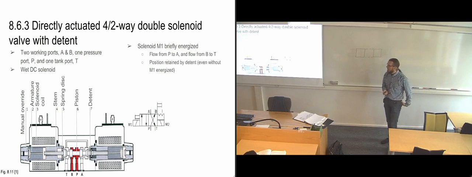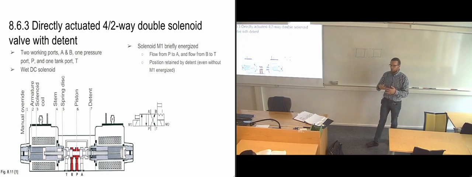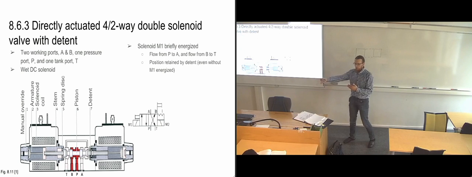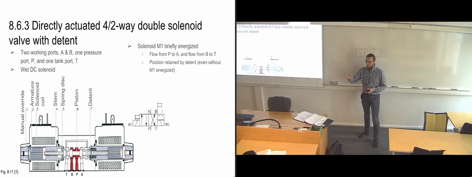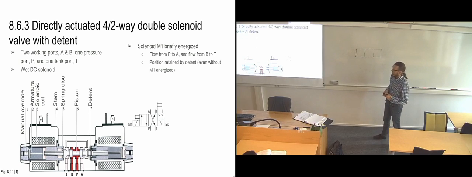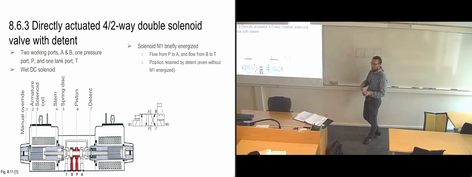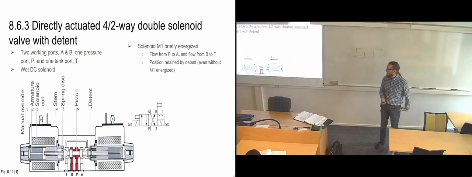And then the position is retained by the detent, so it's keeping it there. So we don't need to apply the electrical current to M1 at all times in order to keep it there. We just need to give it a boost so that it switches over. And once it's done switching, those 20 to 90 milliseconds, whatever it takes to move it, then after that we don't really need the electric energy going to it. So then we can just let go of that one, and the detent is going to keep it in place.